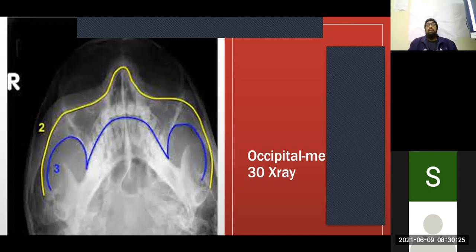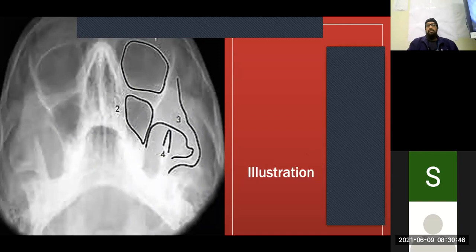The reason why I mention this is it depends where your patient is injured. That's where you'll ask for which X-ray. So if you have injuries more around this area, you'll ask for what they call an OM X-ray, occipitomental. Your radiographer knows what it means. And if you suspect your injuries are more in this area, you'll ask for an OM30. So just remember that. Very good. And this is essentially what an OM30 is looking at.